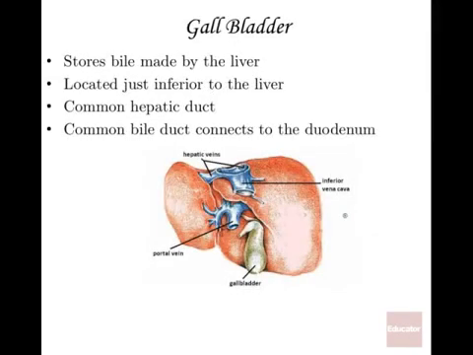Next, the gallbladder. Gallbladder stores bile. So the liver produces bile and then sends it to the gallbladder. And that is located just inferior to the liver. So here is an inferior view from underneath the liver.